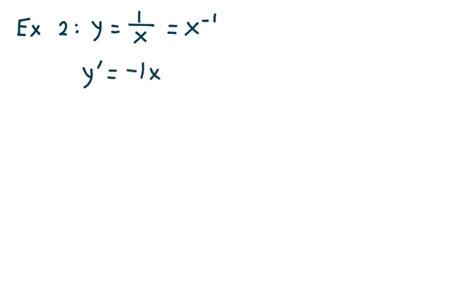Let me give you another example. Suppose y equals 1 over x, but this is equal to x to the negative 1. So y prime is negative 1x to the negative 2, which is equal to negative 1 over x squared. And so therefore, y prime is negative 1 over x squared.